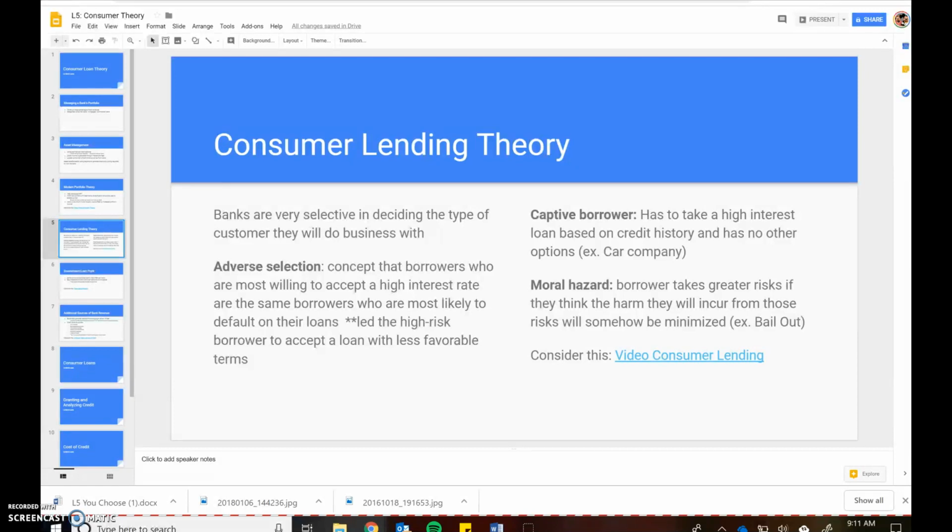It's a concept that the borrowers who are most willing to accept a high interest rate are the same borrowers who are most likely to default on their loans. So if the first customer is offered a $25,000 loan at an 8% rate because they have a strong credit history with good collateral, it is because they are very likely to repay their loan on time.